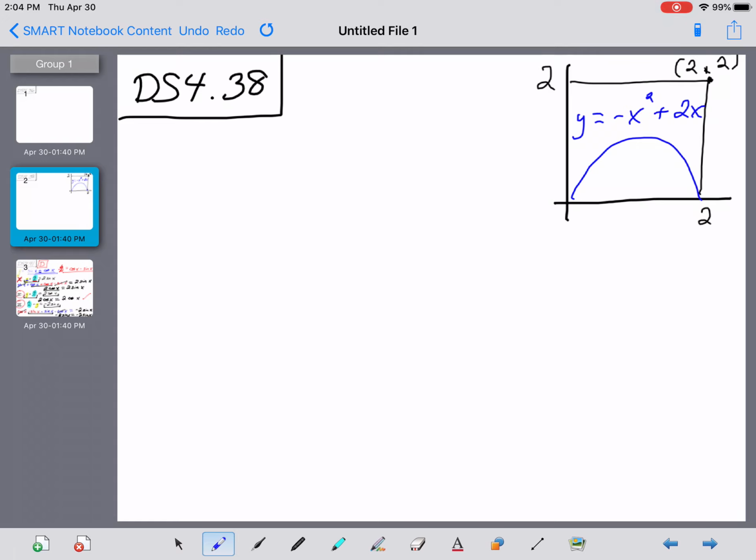So we have ourselves the square here, starting at the origin and going to the point (2, 2) in the opposite corner. And then we have a parabola drawn inside of that square completely. And the problem says if a point is picked at random from inside the square, what's the probability that the point lies in the region above the parabola?